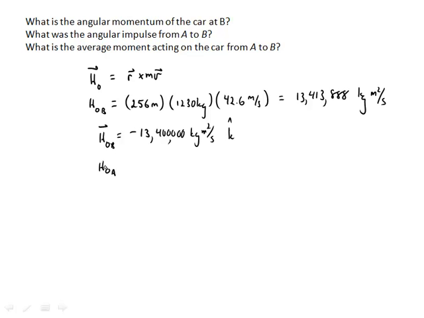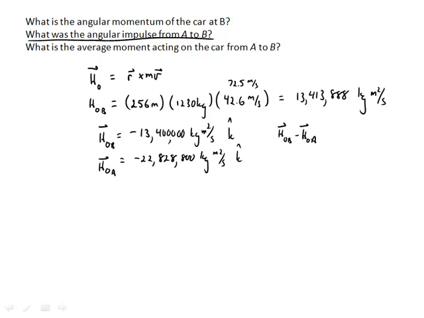The angular momentum at A, because now I'm interested in the angular impulse, that's just the change in the angular momentum, that's going to equal 256 times 1230, except this will be 72.5 meters per second, and I get minus 22,828,800 kilogram meters squared per second, also in the k direction. In order to find the impulse then, it's H0B minus H0A. Let's use vectors there. So B minus A, I'm going to end up with 9,414,912 kilogram meters squared per second in the k-hat direction.